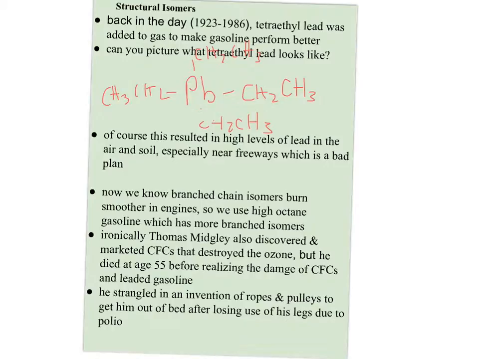We now know we could just use branch chain isomers in the octane and the other alkanes that are in gasoline and get the same smoother burning engines. So that's what we use now. When you see high octane gasoline, what we're talking about is gasoline with more branched isomers.